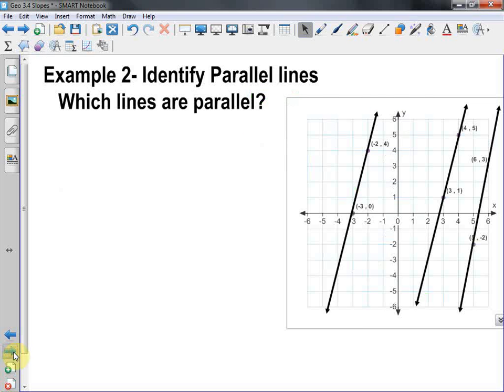Okay. Looking at these 3 lines, I want to know which ones are parallel. How can you tell if they're parallel? Am I just going to eyeball them? What do you got, TJ? Well, if I had to eyeball them, I'd say the one on the left over here and the one on the far right over here.